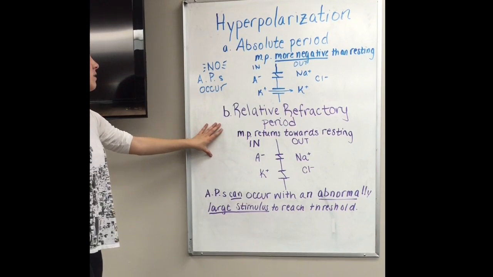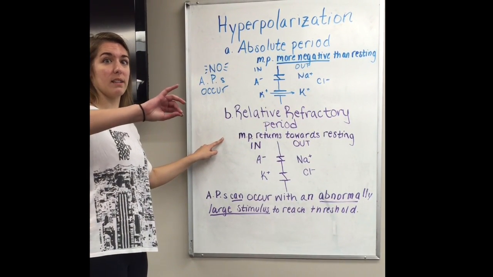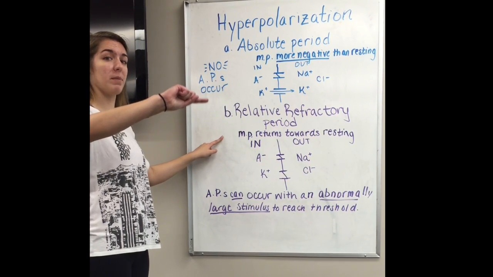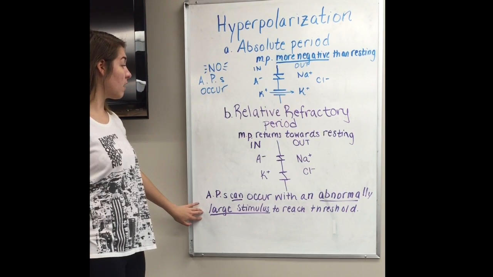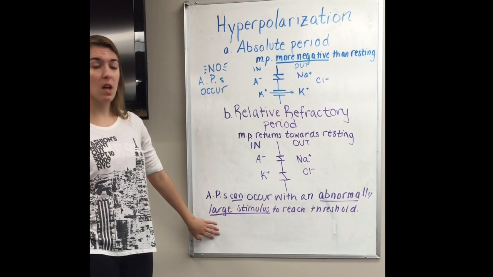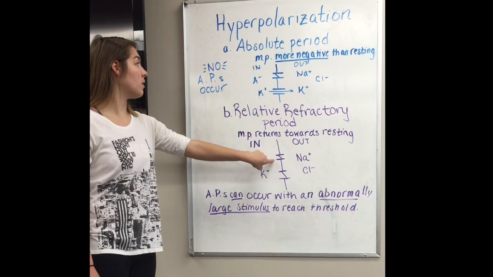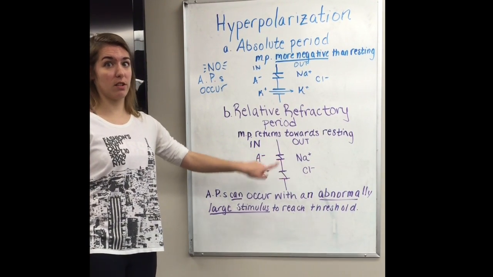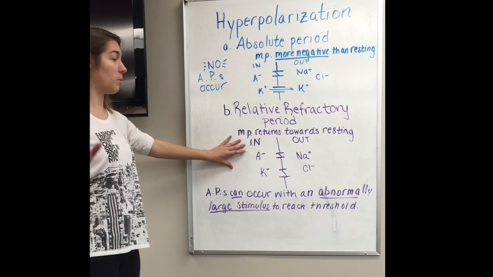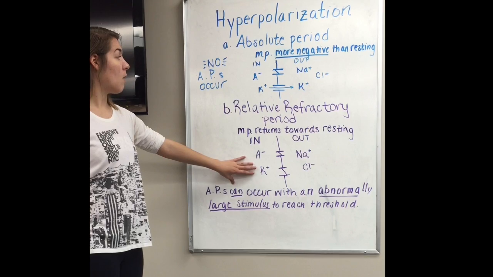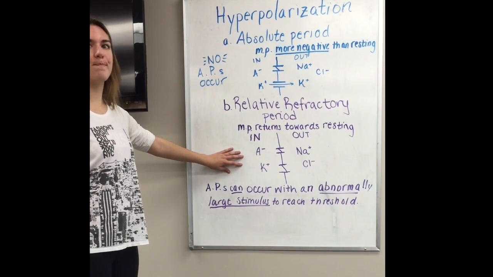When we enter the relative refractory period, the membrane potential has hit its max negative point and is popping back up towards its resting potential. So action potentials can occur with an abnormally large stimulus. There is no change from intra to extracellular because the channels are closed, but the membrane potential is returning towards its normal resting state because potassium, or the positively charged ions, are building up intracellularly.